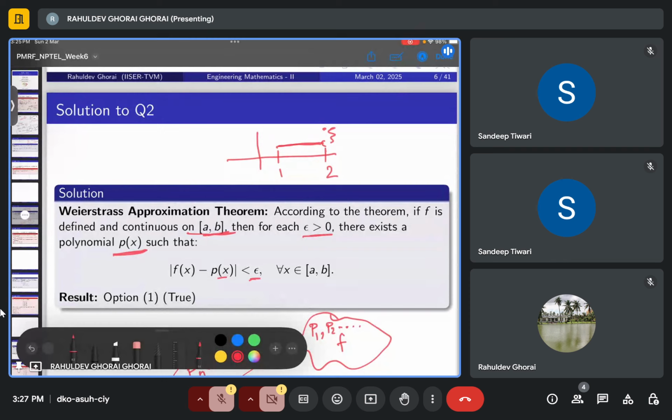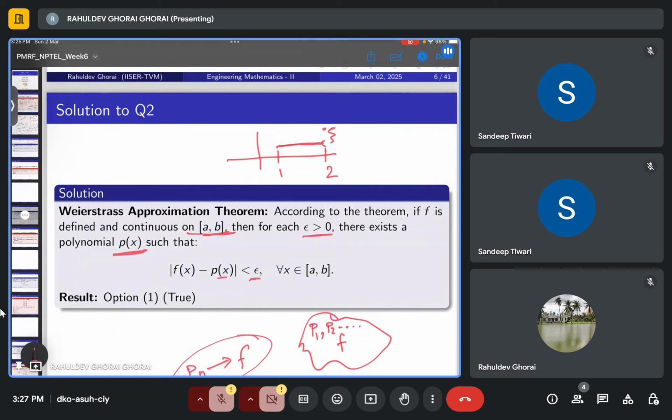So this error you cannot make as small as you want. That discontinuity point will have a problem, but how to prove mathematically and rigorously why it is not possible, I do not know at this moment. Where it will be a problem, I do not know.